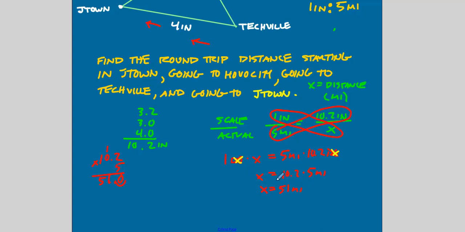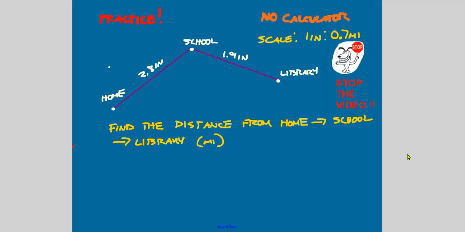Okay, but in this problem, if you've got your units the same on top and on the bottom, you don't have to do all that. You can just go 1 is to 5 as 10.2 is to x, cross multiply, and get x is 5 times 10.2, which is 51. We already did that calculation. Okay, so this is no calculator, this is practice.